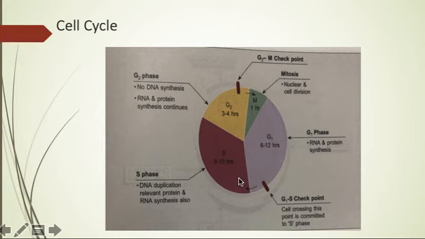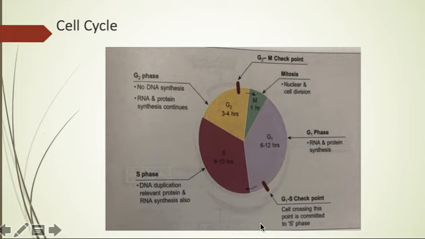Okay, so when it enters into the S phase, it is the DNA duplication, and proteins and RNA are also synthesized. This lasts for about 8 to 10 hours. Then it enters into the G2 phase. Here there is no DNA synthesis. There's only RNA and protein synthesis which takes place continuously. Here again there is another checkpoint, between the G2 and the M phase. Okay, and then it enters into the mitosis. Okay, so this is about the cell cycle.